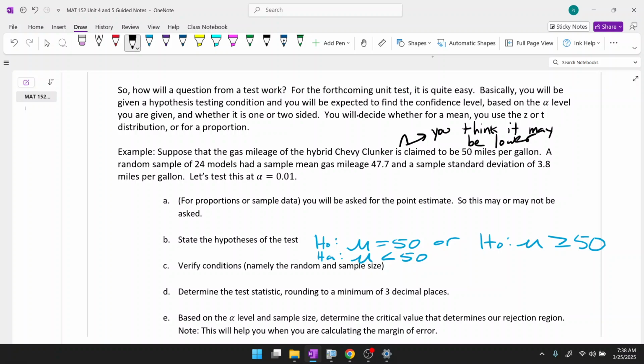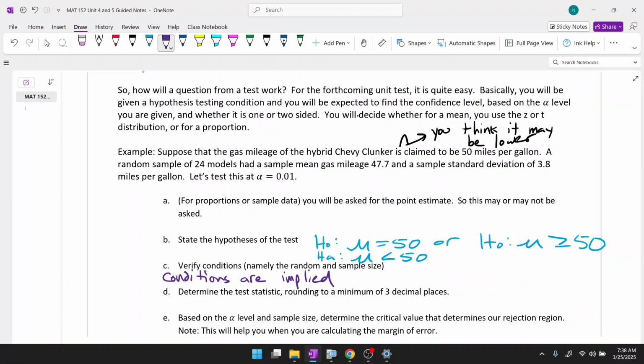And the reason we have the alternative hypothesis as less than 50 is, number one, you think it may be lower. Number two, the sample mean is actually lower than that. Now, a point estimate, you would only have to do that if it's a proportion or if you have sample data. You will not have to verify the conditions. Conditions will be implied, so we will basically be skipping that step.